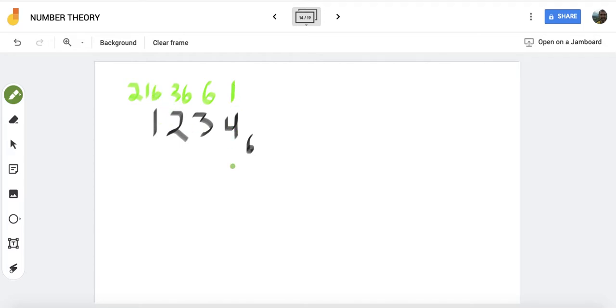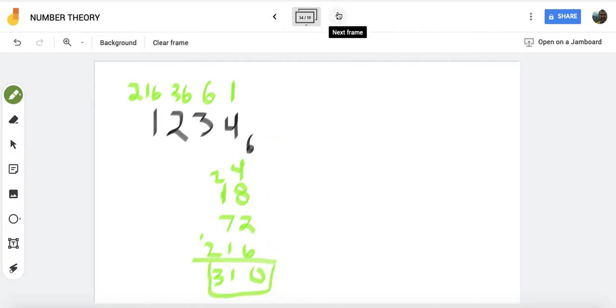4 times 1 is 4. 3 times 6 is 18. So now I'm finding out what their equivalent values are in base 10 by multiplying. 2 times 36 is 72. And 1 times 216 is 216. When I add these up, I'll get what the value of this is in base 10. 4 plus 18 is 22, plus 72 is 94, plus 216 is 310. So it looks like 1234 in base 6 is 310 in base 10.